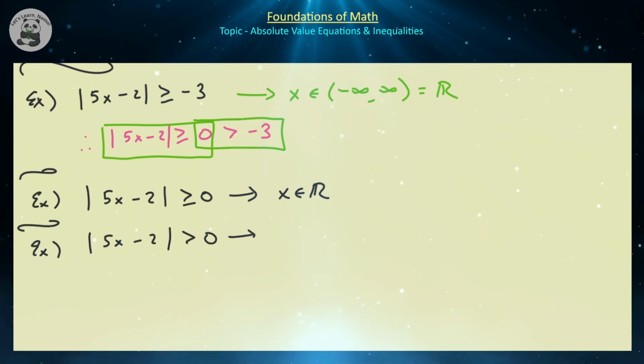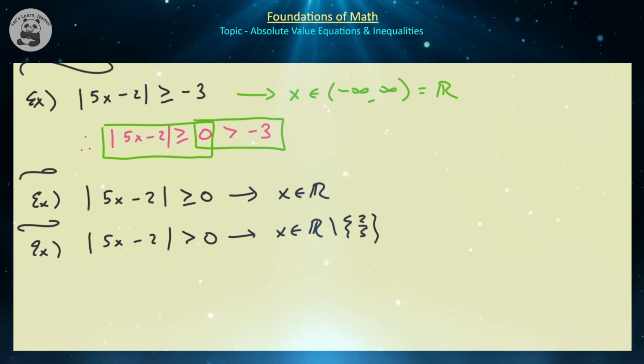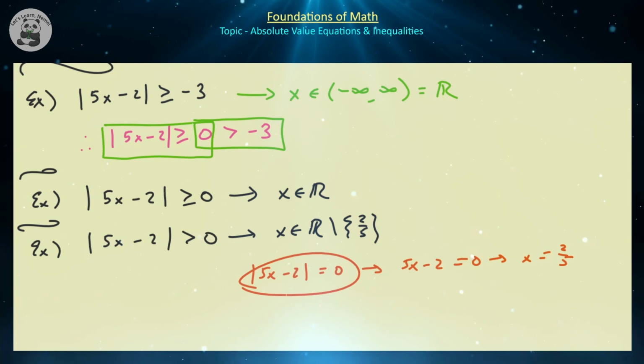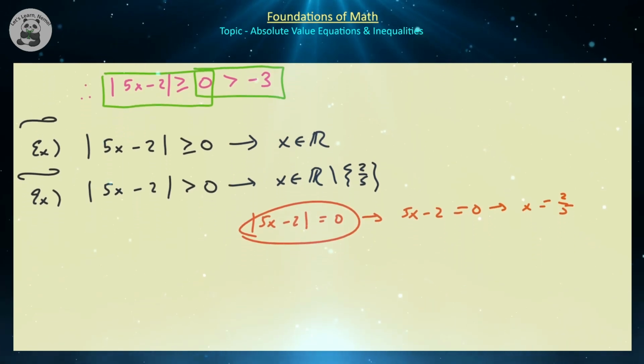Well, this is going to be true for all real numbers except for when that absolute value is equal to 0, which occurs when x is equal to 2/5. Because we have 5x minus 2 is equal to 0, which means that x is equal to 2/5. So that's the value that produces 0, and that's the value that we do not want.